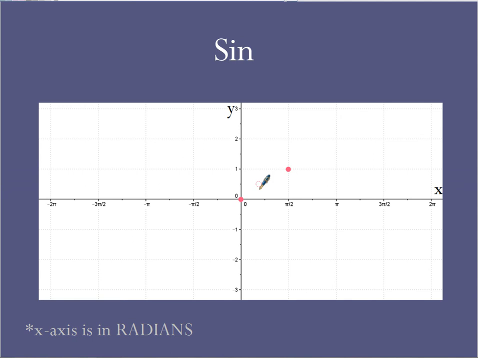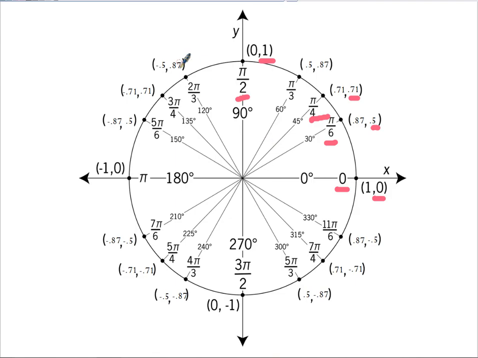At pi over 6, I was at 0.5. Next, at pi fourths, I was at 0.71. At pi thirds, I was at 0.87. And then at pi halves, I was at 1. It makes its way back down, 0.87, 0.71, and 0.5, until at pi we're back to 0 again on my y value. Then it goes into the negative values, negative 0.5, negative 0.71, negative 0.87, and down to negative 1 at 3 pi halves.